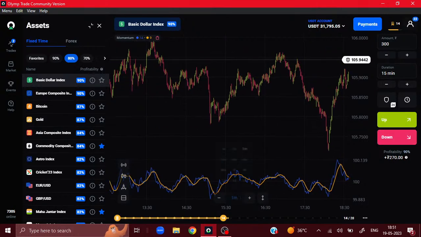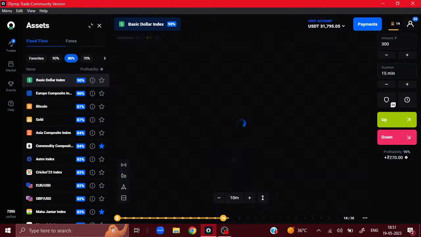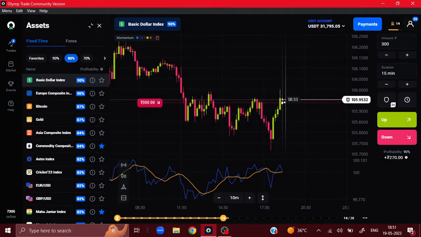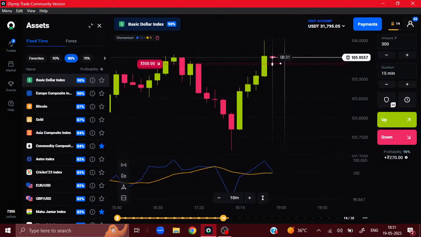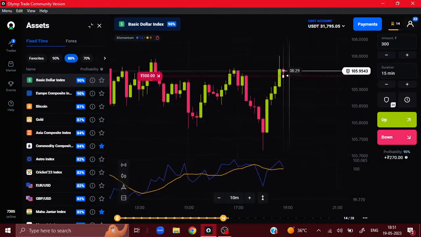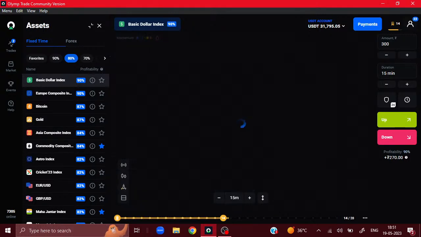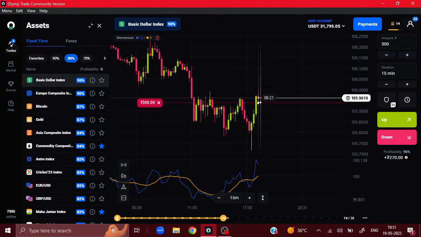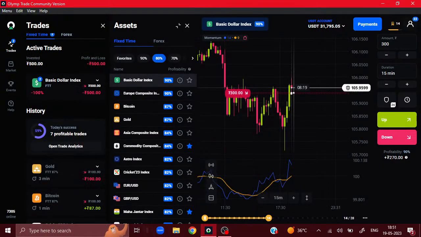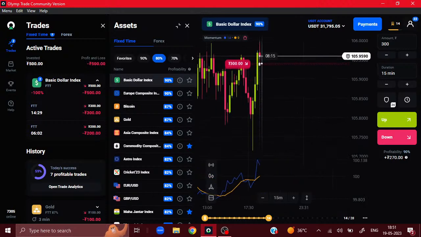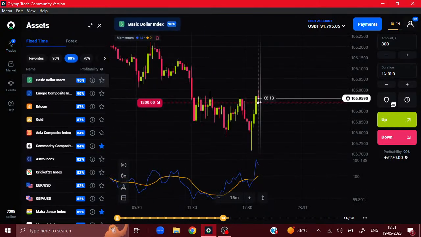Also, we see that there is a resistance at this point. Last time also the price reversed exactly from these levels. So two trades in basic dollar index, the duration is 15 minutes and 7 minutes. Basic dollar index, guys. Let us wait for these trades to close.